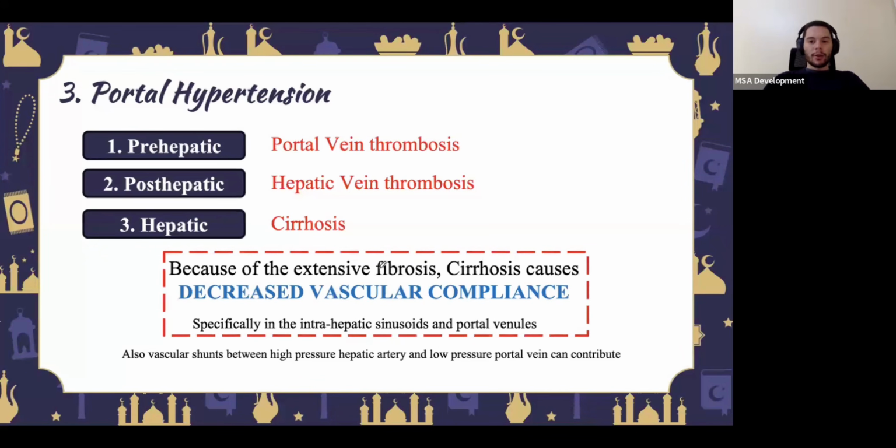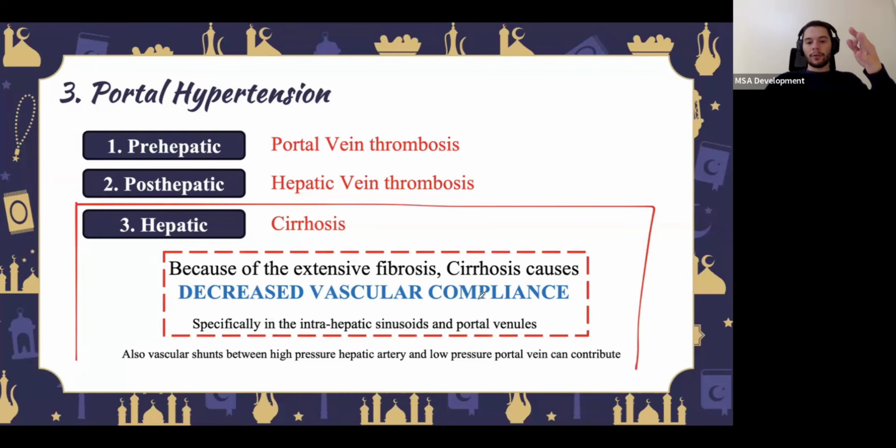Portal hypertension could be caused by three causes. One of them we were talking about, which is cirrhosis. And this happens because of your extensive fibrosis around the sinusoids. And so the intrahepatic sinusoids no longer have the ability to actually comply with the blood flow, and blood would start piling up, leading to your hypertension. Because of the extensive fibrosis cirrhosis causes, there is decreased vascular compliance, or the capacity of the blood vessels to actually accommodate blood inside of them. And this specifically happens in your intrahepatic sinusoid and your portal veins. Okay. So this is one cause of portal hypertension.